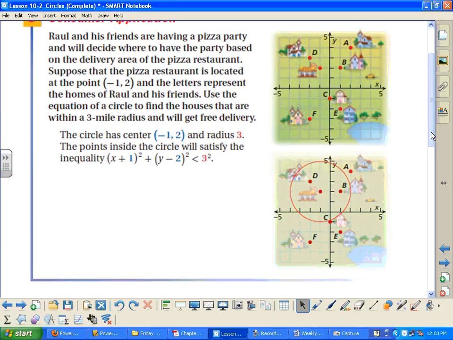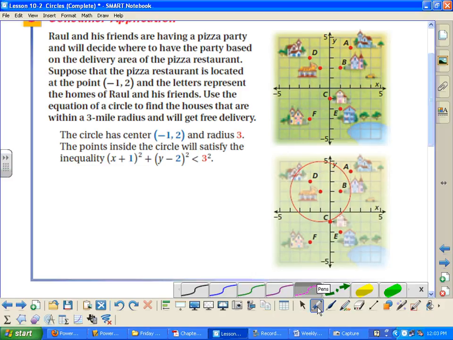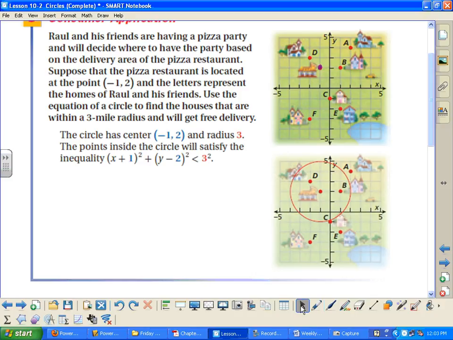Raul and his friends are having a pizza party, and we'll decide where to have the party based on the delivery area of the restaurant. Suppose that the pizza restaurant is located at the point -1, 2, so they're right here at this red dot. Make it purple so we can see it. And the letters represent the homes of Raul and his friends. Use the equation of a circle to find the houses that are within a 3-mile radius, and we'll get free delivery.